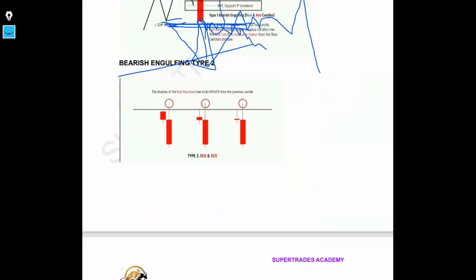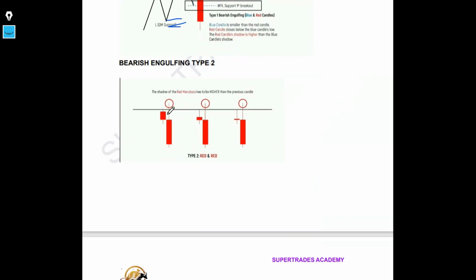This is type 2, guys. How does it look? The shadow of the red Marubozu has to be higher than the previous candle. The shadow is higher than the whole of this previous candle. So whenever you see this setup, guys, you must be looking for a sell.